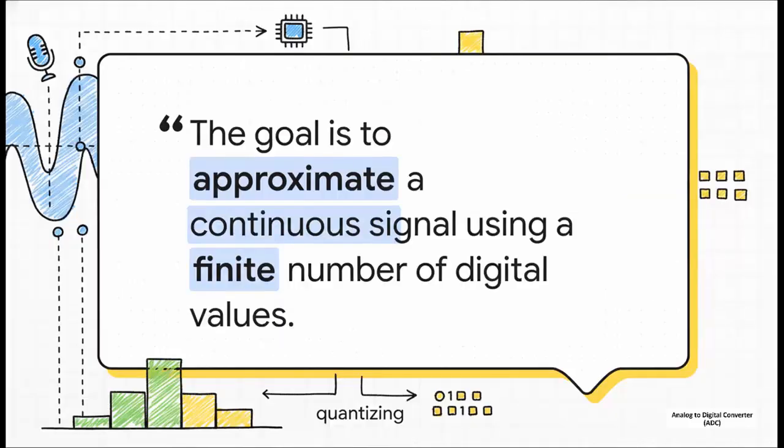So if you just step back and look at the whole picture, this is the mission, this is the goal. Through sampling, quantizing, and encoding, the ADC creates a digital approximation of a real-world signal. A really, really good one, mind you, but an approximation nonetheless.